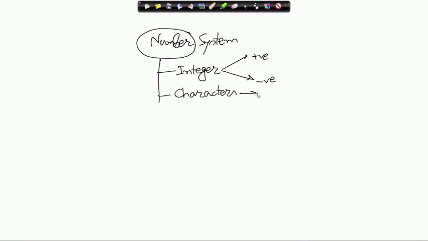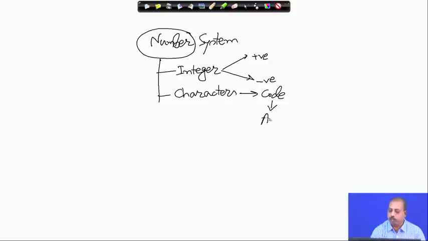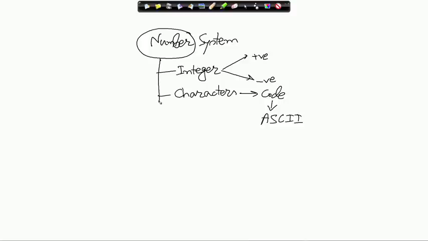Characters are also stored by means of some code, and there is a very popular code that you may be familiar with, known as ASCII code, where each character is given some integer code. Ultimately, what is stored inside the computer is nothing but this integer code. It is not processed as a character inside the computer, it is stored as a number only. Then the other class of numbers that we have are the real numbers.